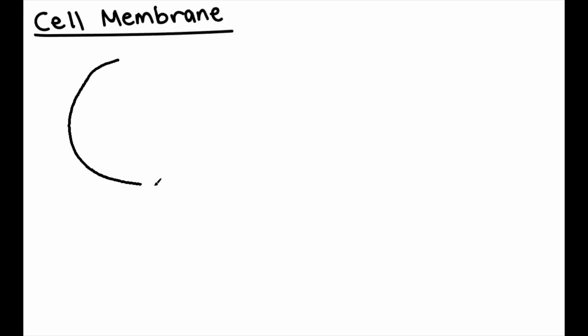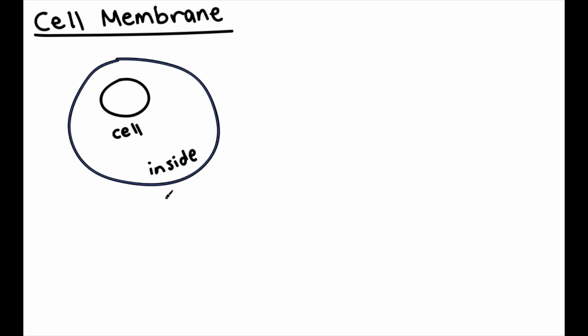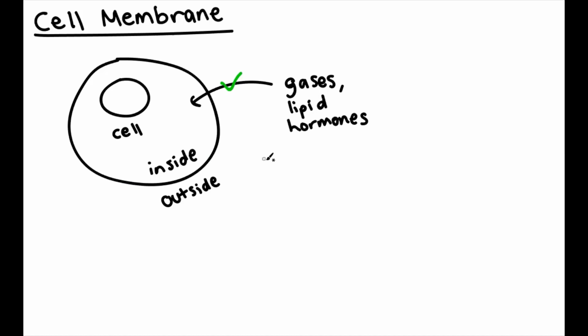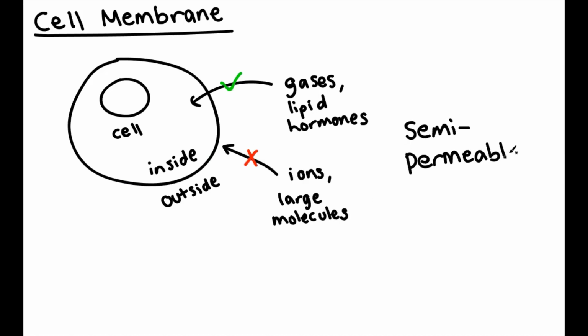The cell membrane is essentially a protective outer layer that not only separates the inside of the cell from the outside environment, but also only permits specific things to enter, while not allowing other things through. We refer to this as semi-permeable. It is permeable to some things and not permeable to other things.